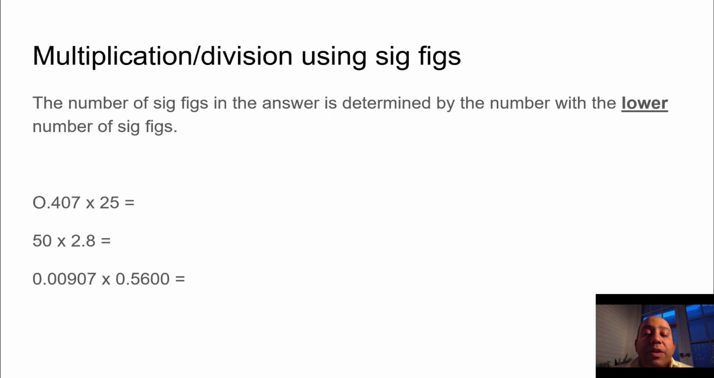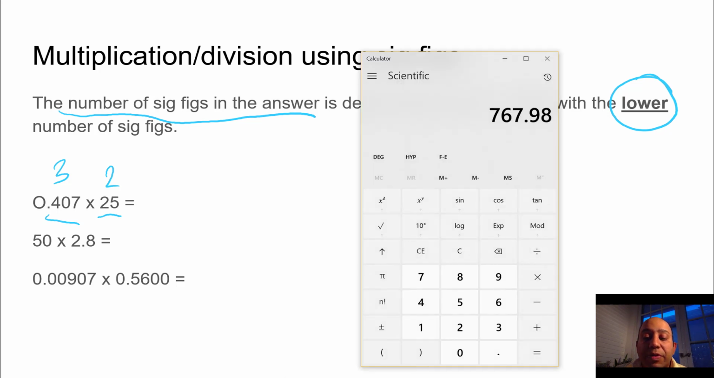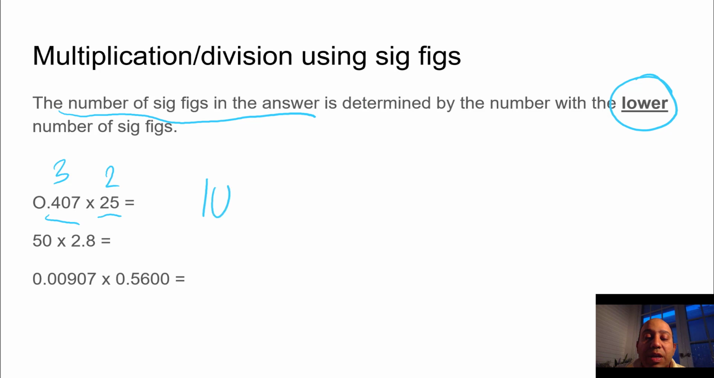Now we're going to do multiplication and division using sig figs. The number of sig figs in your answer is determined by the number with the lower number of significant figures. You can see that this number here, 0.407, has 3 significant figures, and 25 has 2. So we know our answer has to have 2 significant digits. We do 0.407 times 25, and that equals 10.175. With 2 significant figures, you cut it off there, and the 1 does not round the 0 up, so it's 10. If you leave it as 10, it's only 1 sig fig, so it's 10 with a dot after it.